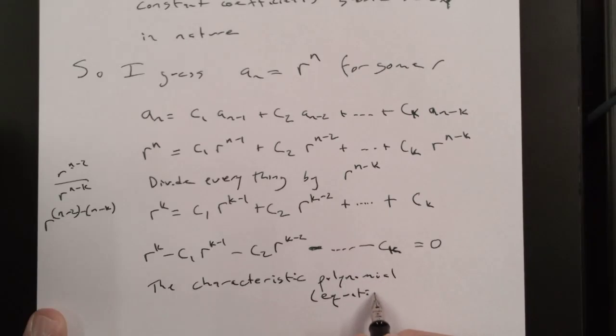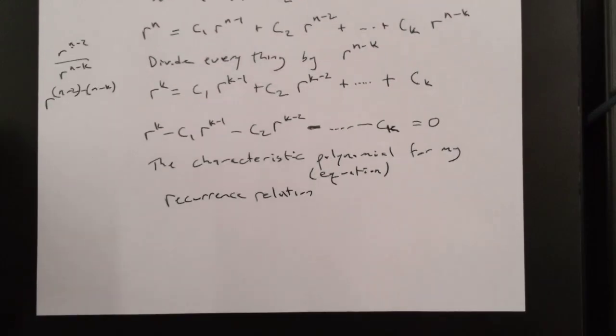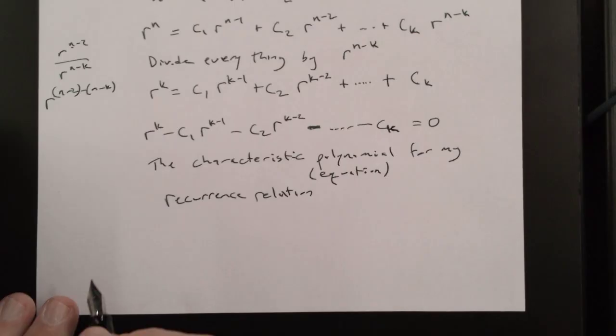Sometimes it's called the characteristic equation. Instead, you'll see it both ways. If I solve this for r, then I've found 90% of the solution. All right, hang on a second. I'm going to do an example. Let's start with this idea, because if I can figure out what's going on with the example, I can figure out how to do this in general.